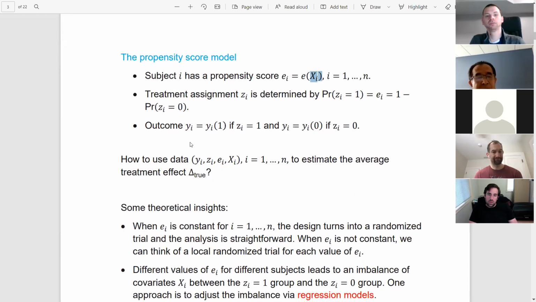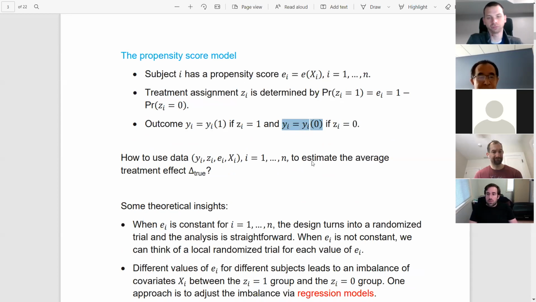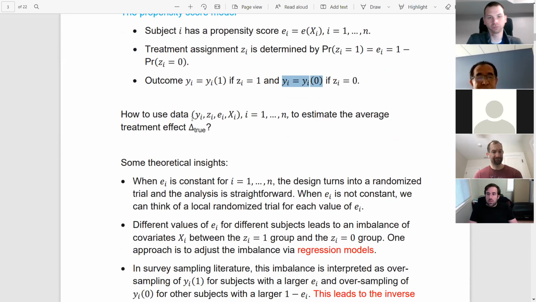If we get treatment Zi equals 1, then we observe Yi equals Yi1. If the treatment assignment is Zi equals 0, then we observe Yi0. So that's the basic setup, and this is the data we use to estimate the average treatment effect. Of course, in real applications ei is unknown, but we're going to assume it's known initially, and then we're going to estimate it from the data.